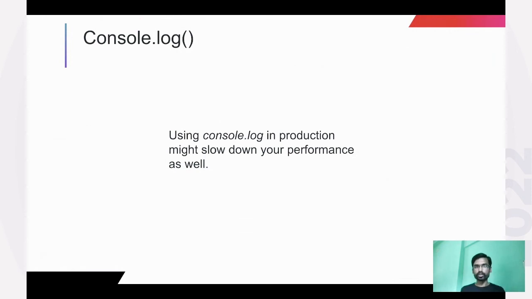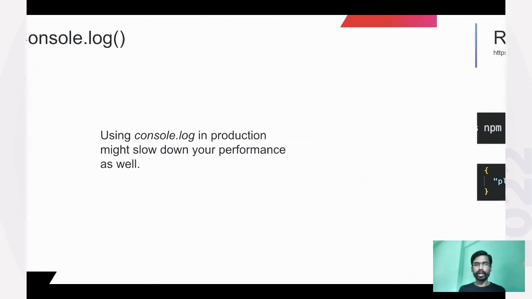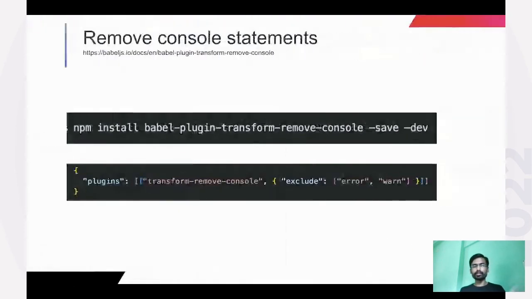There are ESLint rules that warn us to remove it, but I guess the best way is to go with a simple Babel plugin. This Babel plugin is very easy to set up. You just install it, add the plugin in your Babel config, and done. It will automatically remove all your console logs from the production build. And I think then we get the benefit of both worlds.